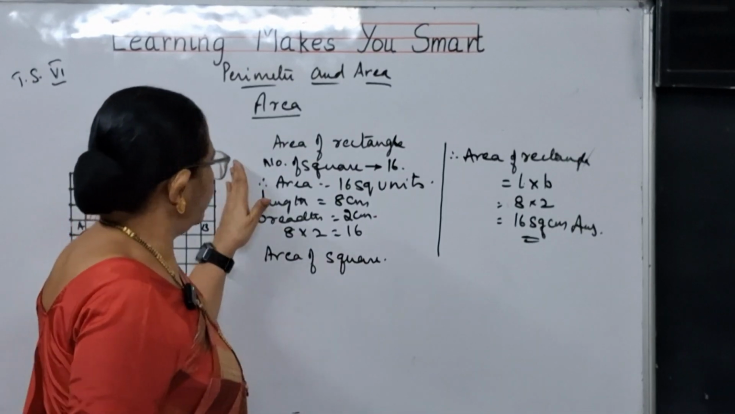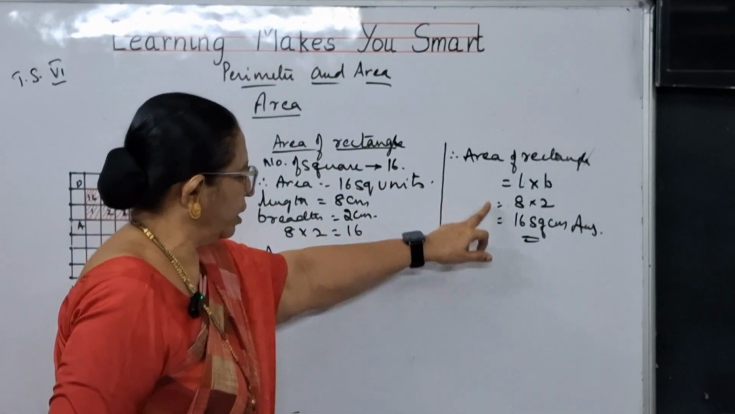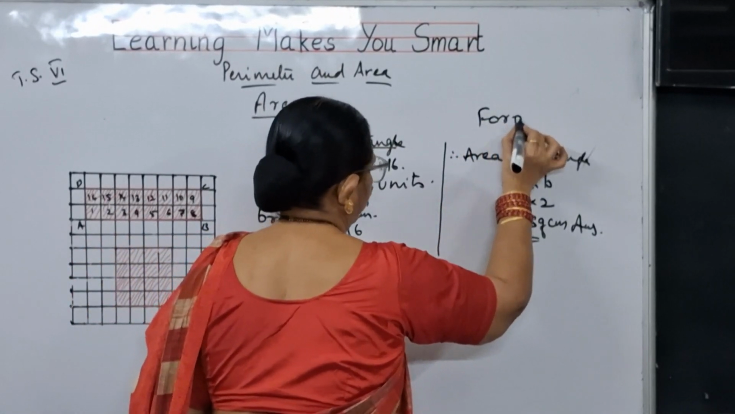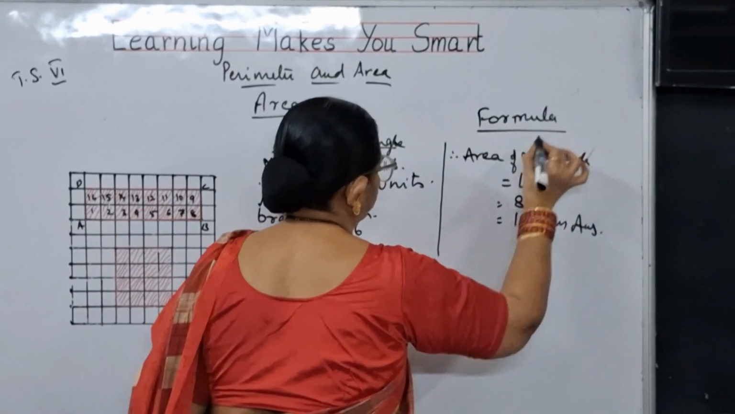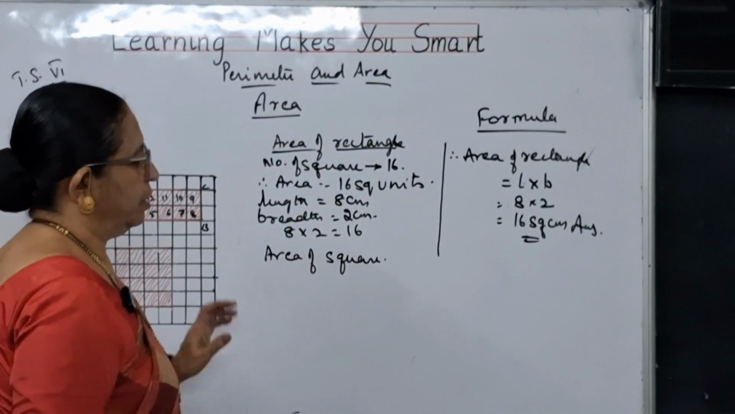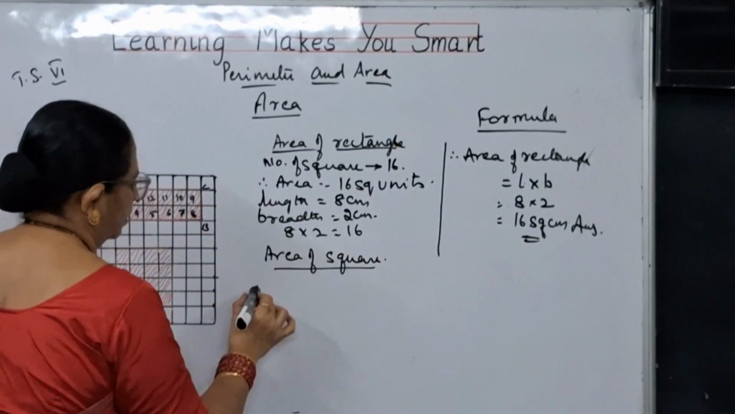So area of a rectangle can be identified by using a formula. This is the formula that we are developing. What is the formula? Formula of area of rectangle is length into breadth. I hope I am clear, children. So now let us talk about square.